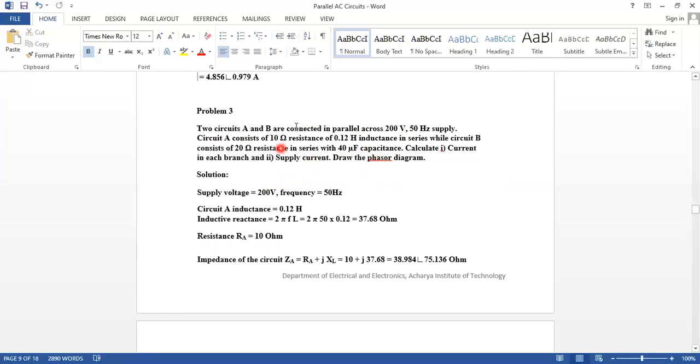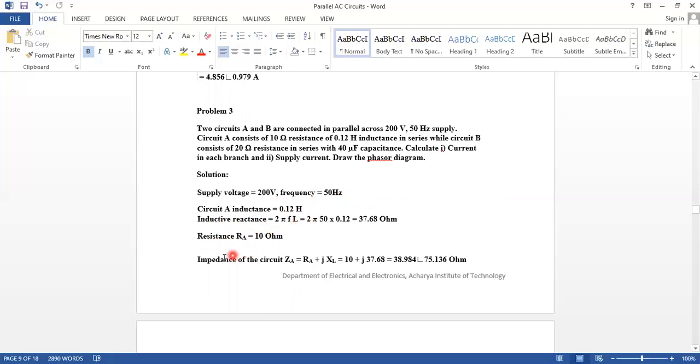Okay, it is a similar type of problem. The only difference is that here the components are given. We have inductance given, we need to find out what is XL. Again, capacitance is given, we need to find out what is XC, and the voltage is given instead of the total current. So from this we need to find out the current in each branch and the supply current. So given the supply voltage and the frequency, and the circuit A inductance, find out the inductive reactance.